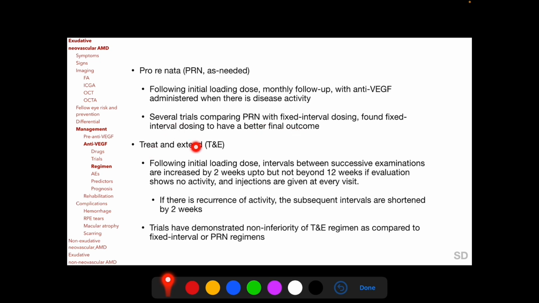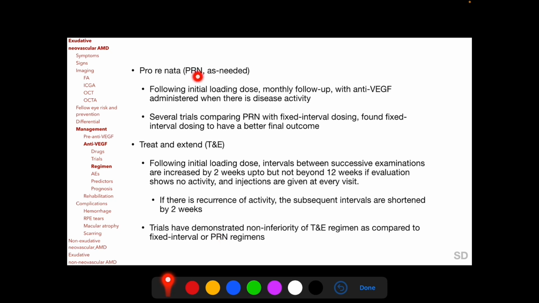In the treat and extend regimen, also known as the T&E regimen, following the initial loading dose of once-a-month injections for the initial 3 months, intervals between successive examinations are increased by 2 weeks if evaluation shows no disease activity, up to a maximum of 12 weeks, and injections are given at every such visit whether or not OCT examinations demonstrate disease activity. If at any of these visits OCT examination shows recurrence of disease activity, the subsequent examination intervals are shortened by 2 weeks. Trials have demonstrated non-inferiority of the T&E regimen as compared to fixed interval or PRN regimens.